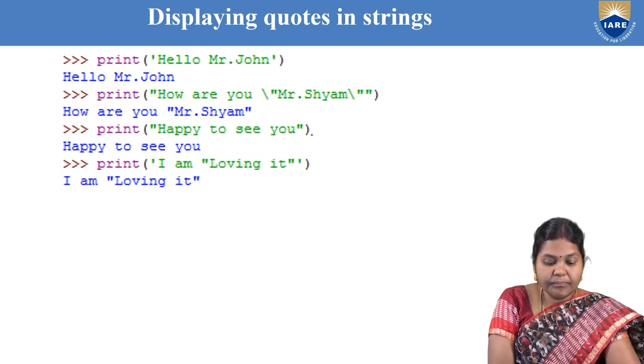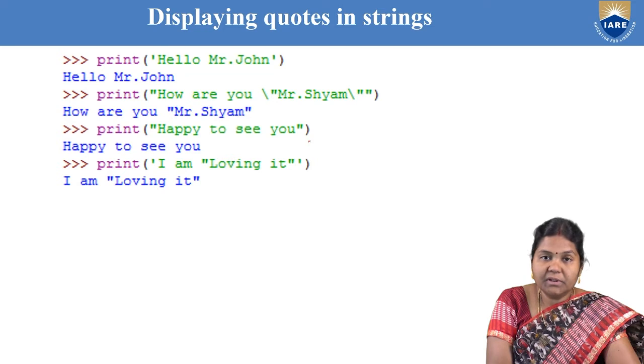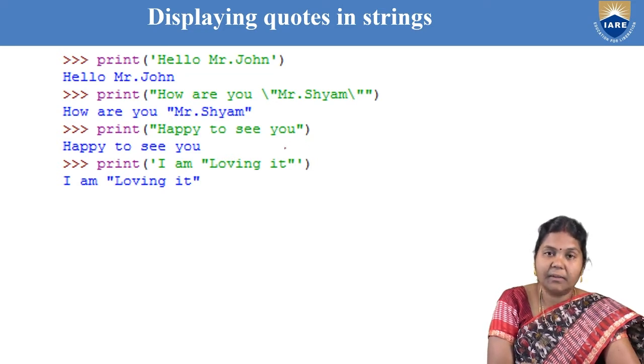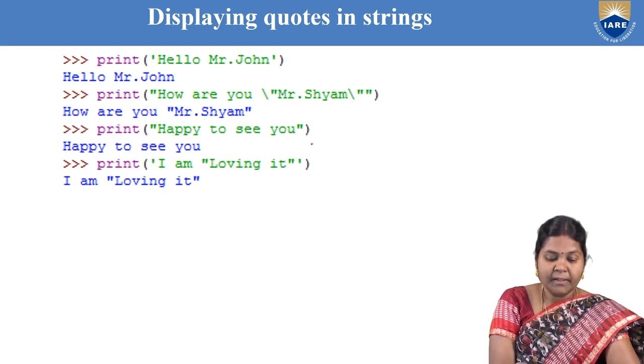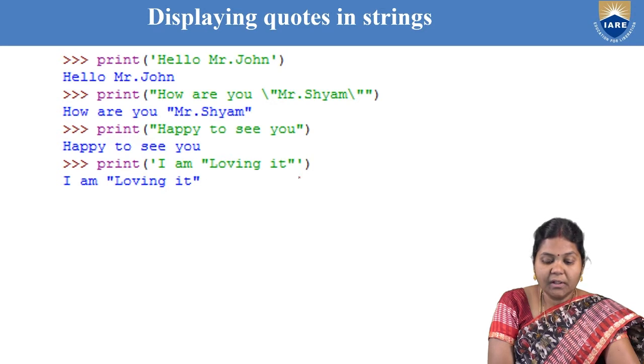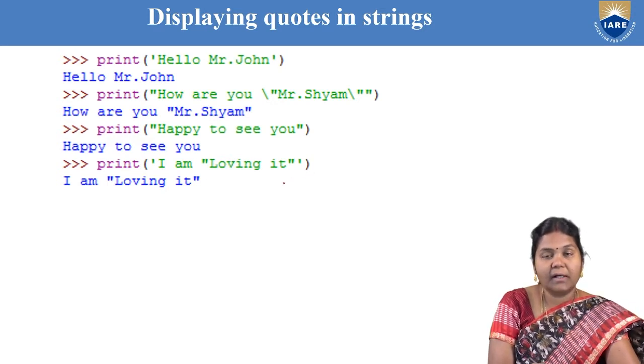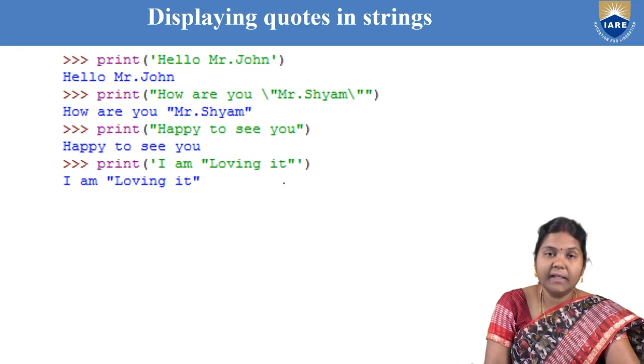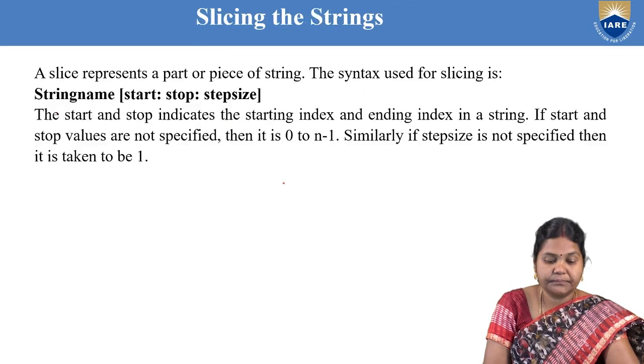Then similarly, the third example, "happy to see you", is a string given in double quotes. When you print it, the string will come as it is without any quotes, because it is a formatted string. Now similarly, if you want to see double quotes, like "I am loving it", you can also write it like this. So these are the different examples for displaying quotes in your strings.